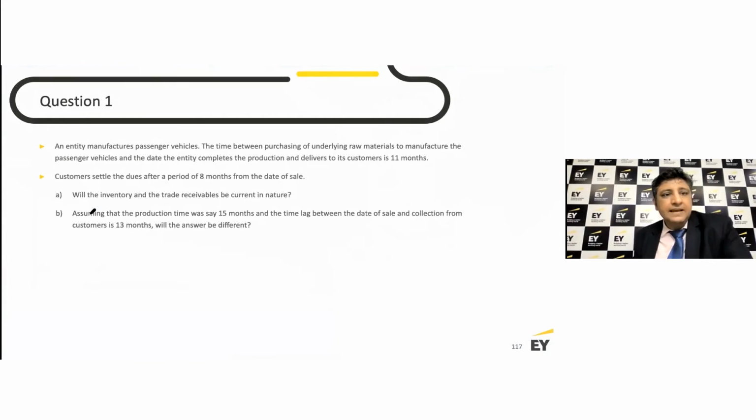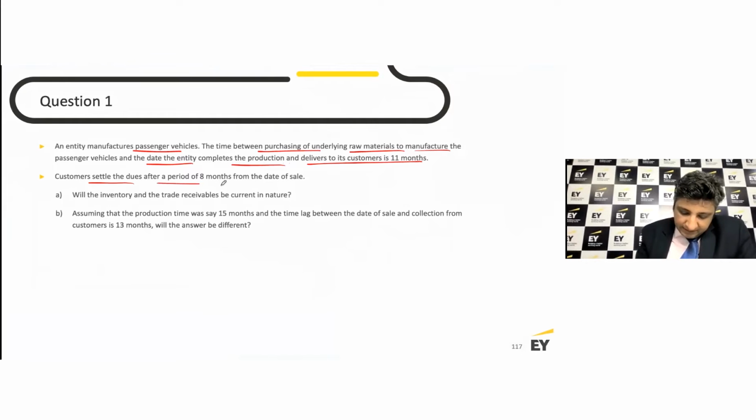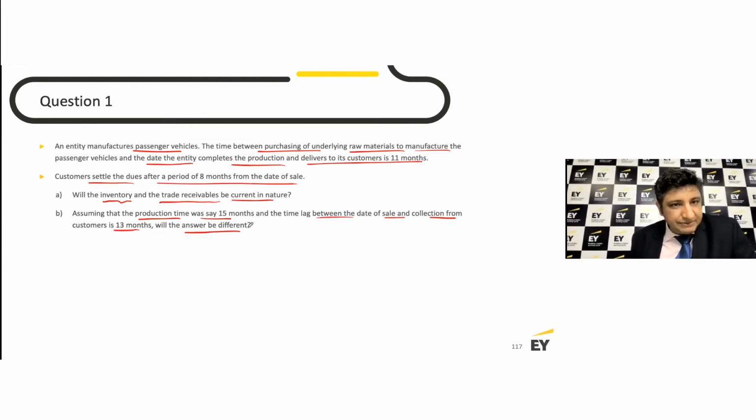It says that an entity manufactures passenger vehicles. The time between purchase of raw materials and the date of completion and delivery is 11 months, and the customer settles the dues after 8 months from the date of sale. The question is, will the inventory and the trade receivables be current in nature? And secondly, assuming that the production time was 15 months, the time lag is, let's say, 13 months, will it change the answer?